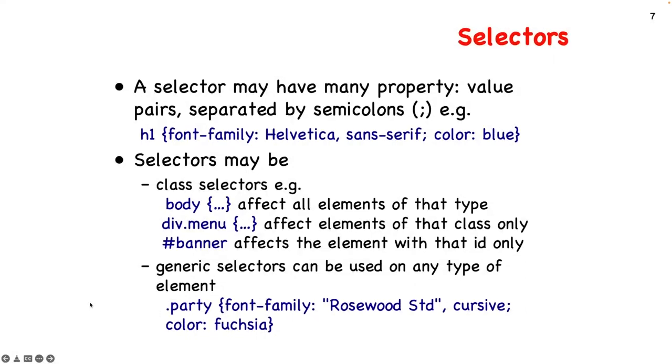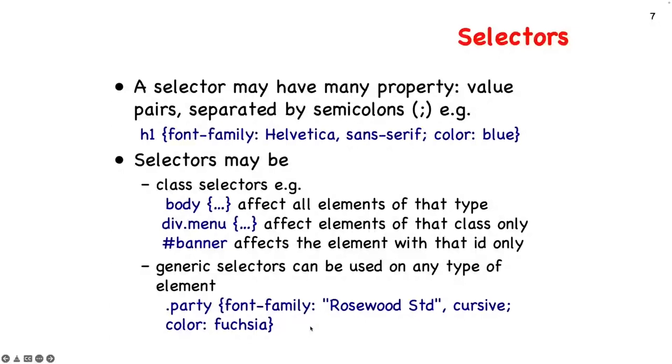Okay, so we'll call it a party rule. So generic, anything with class equals party, and it doesn't matter whether it's a div, a paragraph, an H1, an H4, or anything else, we can make it look like this. So anything which has got class equals party on it, we are going to have with the font family as Rosewood Standard, or whatever your local cursive font is, and we are going to make it fuchsia. Now, why would you want to do this? Good question, but it just shows you can.